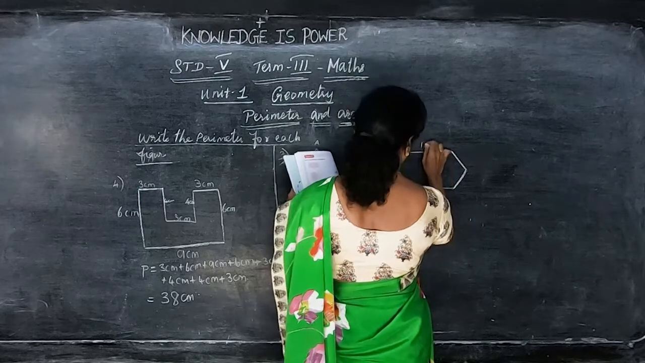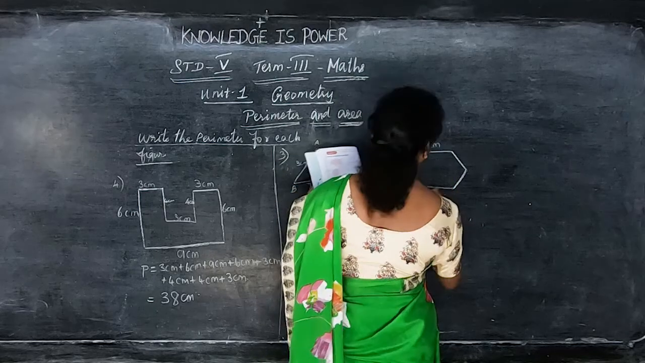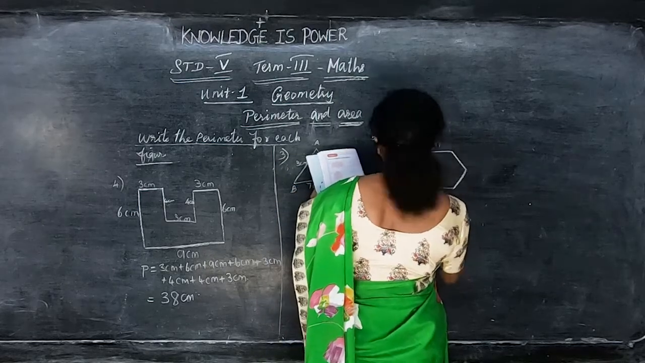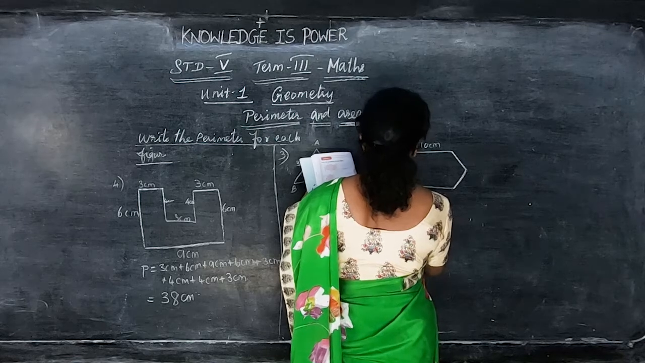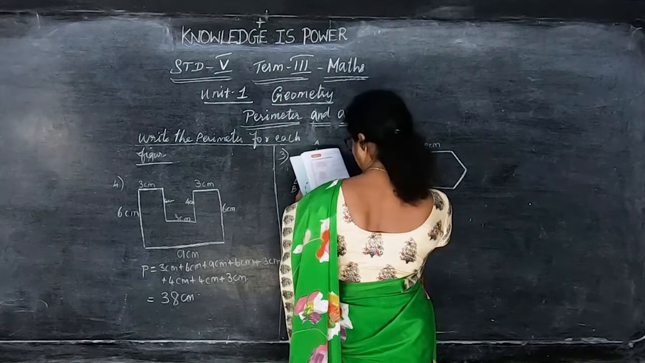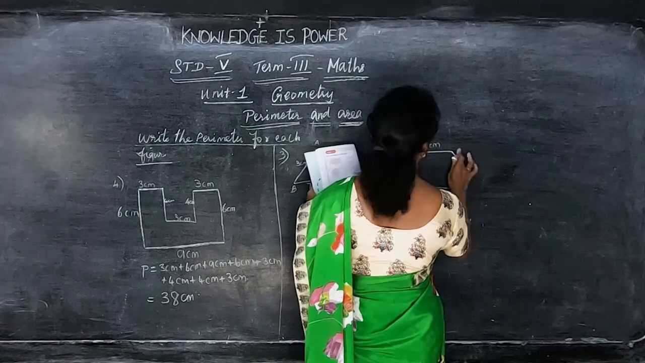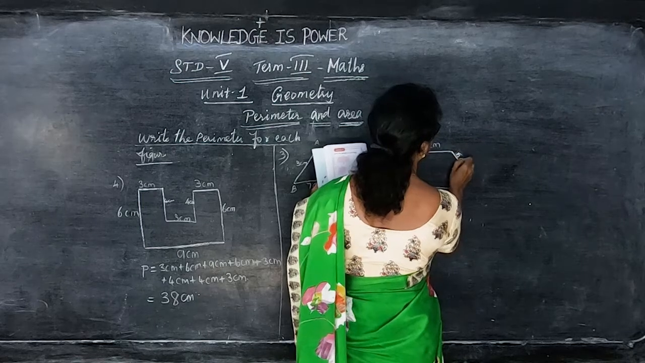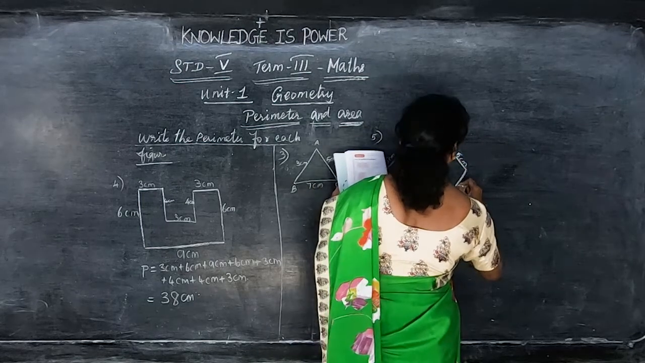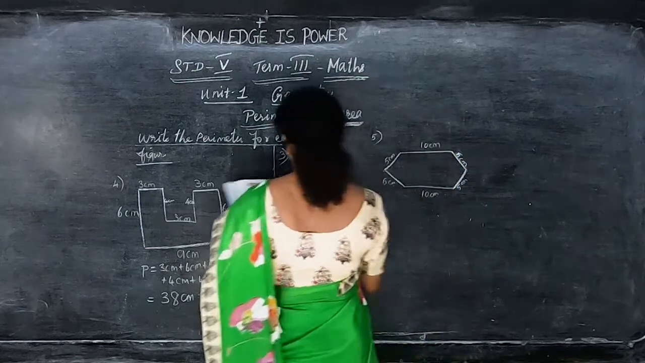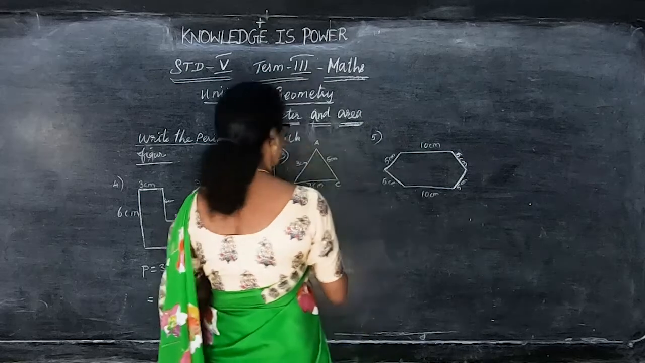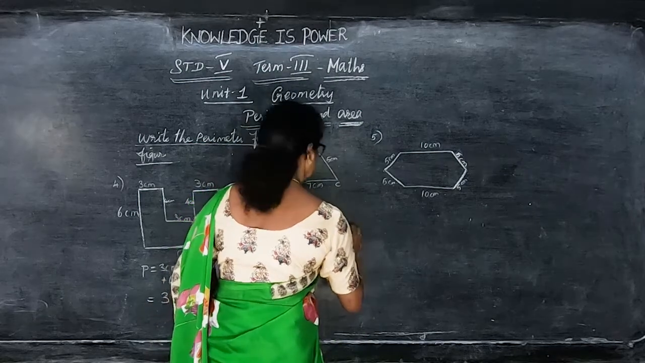So here 10 centimeter and this is also 10 centimeter. And this is 5, this is 5, and this is 5, and this also 5 centimeter. So what all I gave, you can do this as a homework. Sixth sum.